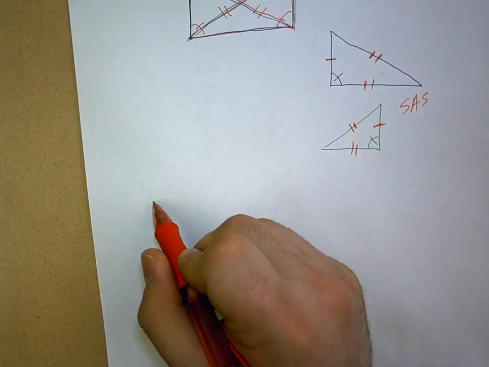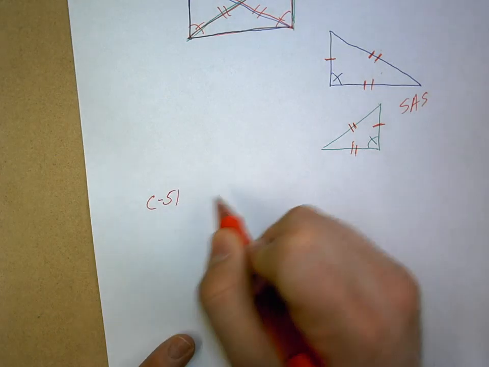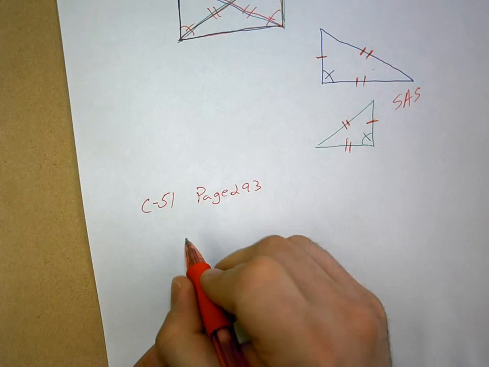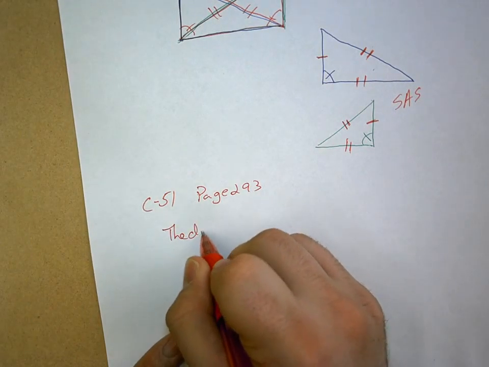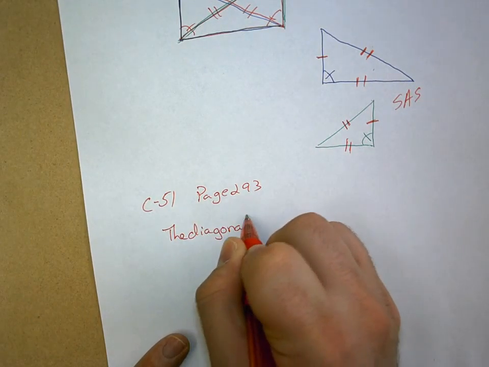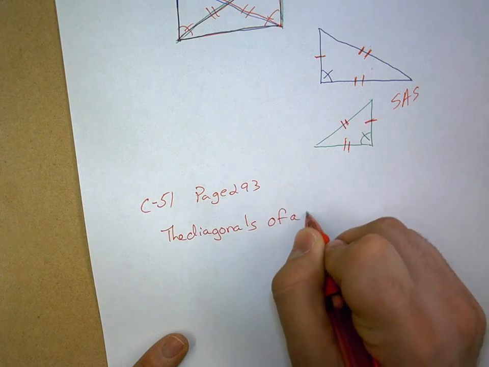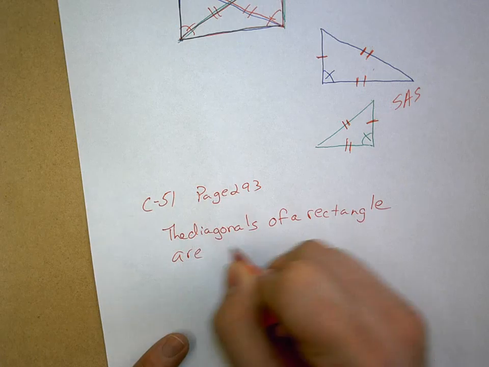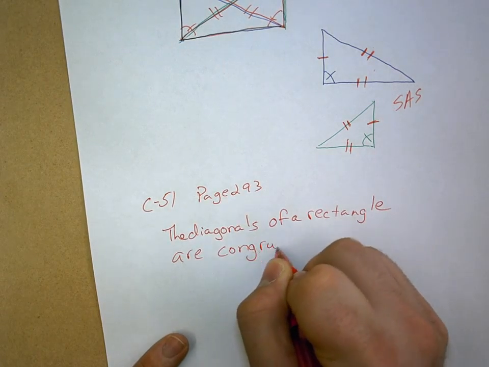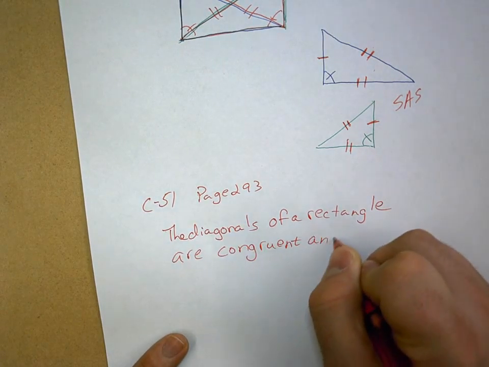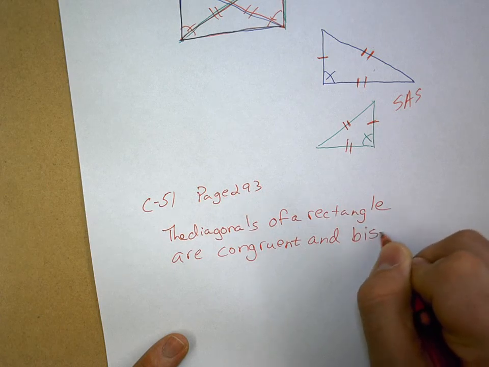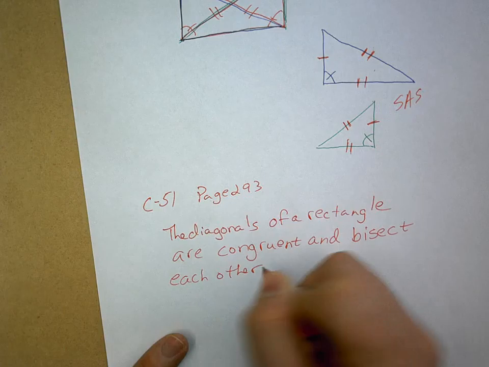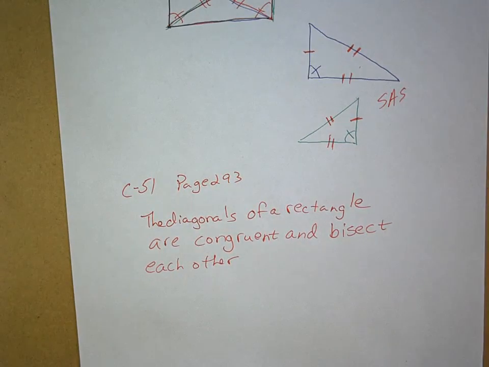So let's copy down that conjecture. C51, this is on page 293. The diagonals of a rectangle are congruent and they bisect each other, which we already knew because it's a parallelogram. Okay, so copy down that conjecture, C51, page 293.